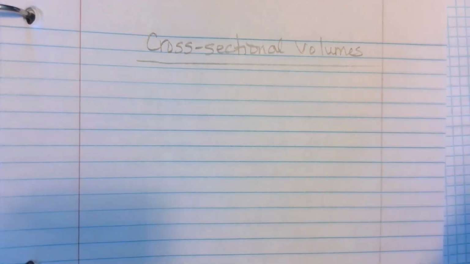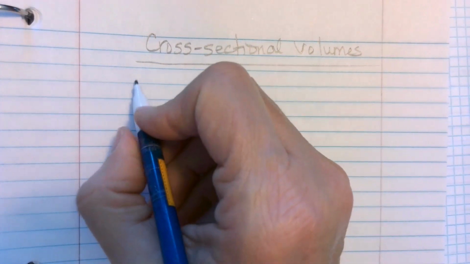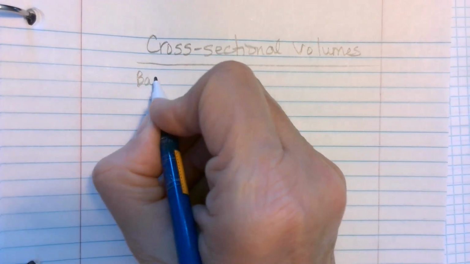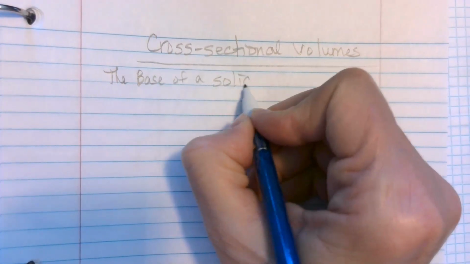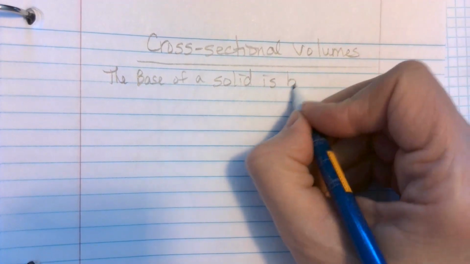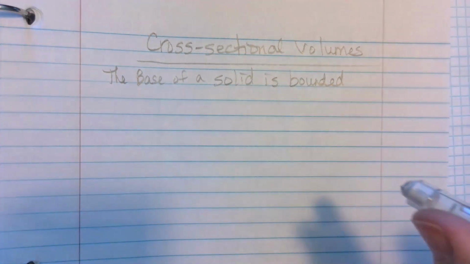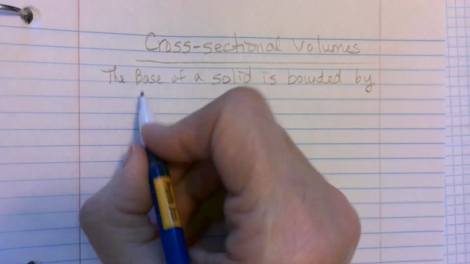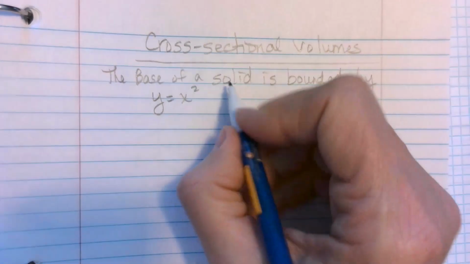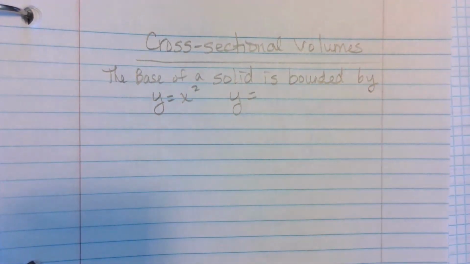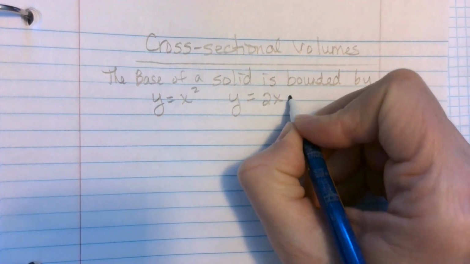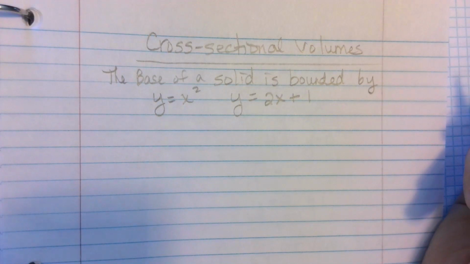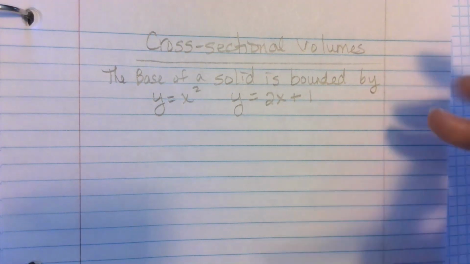But if I just give you two random equations, let's say the base of a solid is bounded by, let's go, y equals x squared and y equals 2x plus 1, minus 1, sorry.